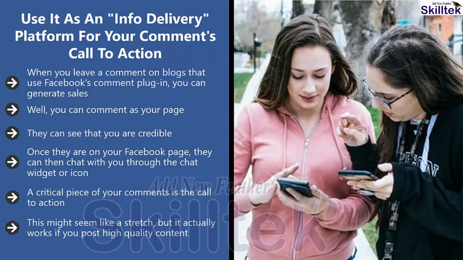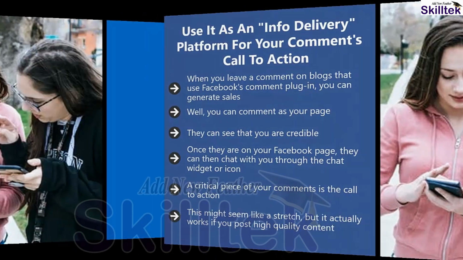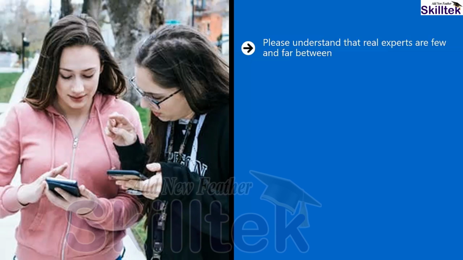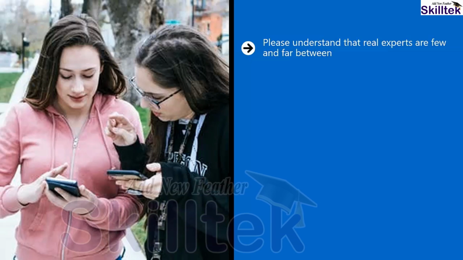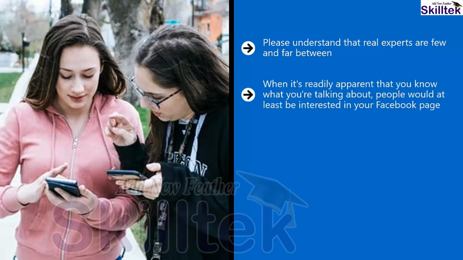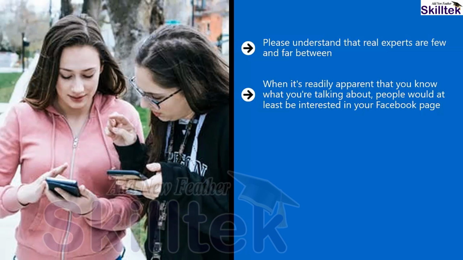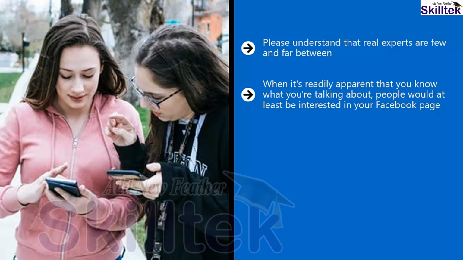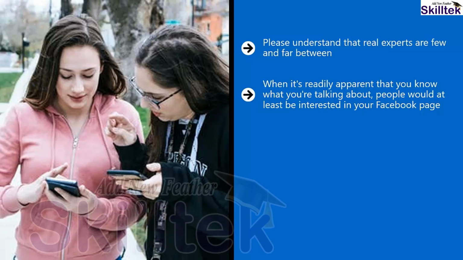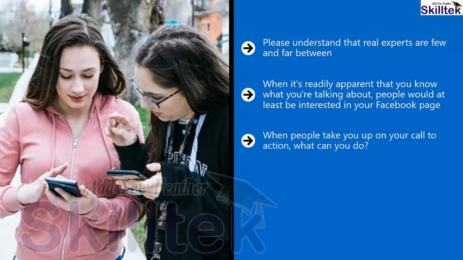If your content positions you as some sort of expert or a credible authority in your field of expertise, people will take you up on your offer. Please understand that real experts are few and far between. Oftentimes, the people who post comments to blog posts post irrelevant comments that are simply off base. When it's readily apparent that you know what you're talking about, people would at least be interested in your Facebook page. And from there, they can engage with you on an automated basis by simply clicking that messenger icon on your page. When people take you up on your call to action, what can you do?